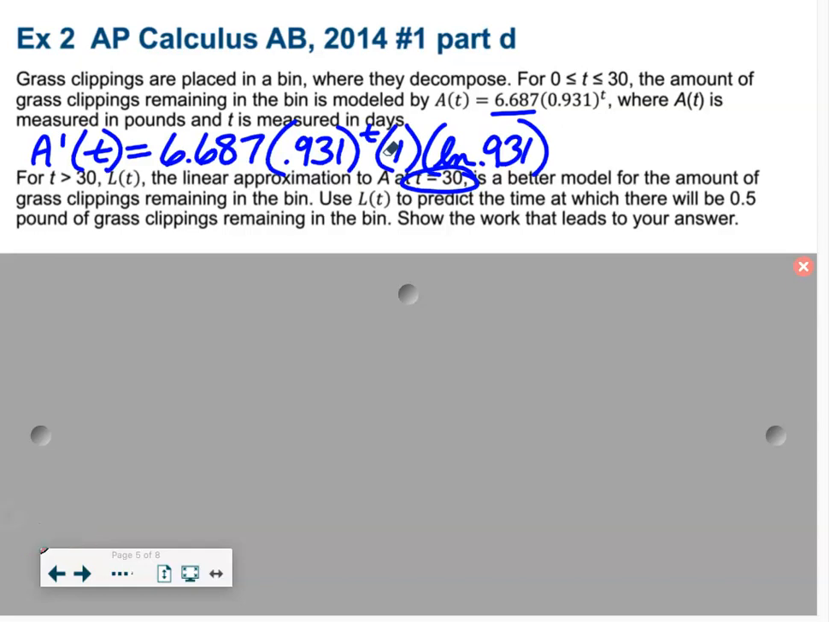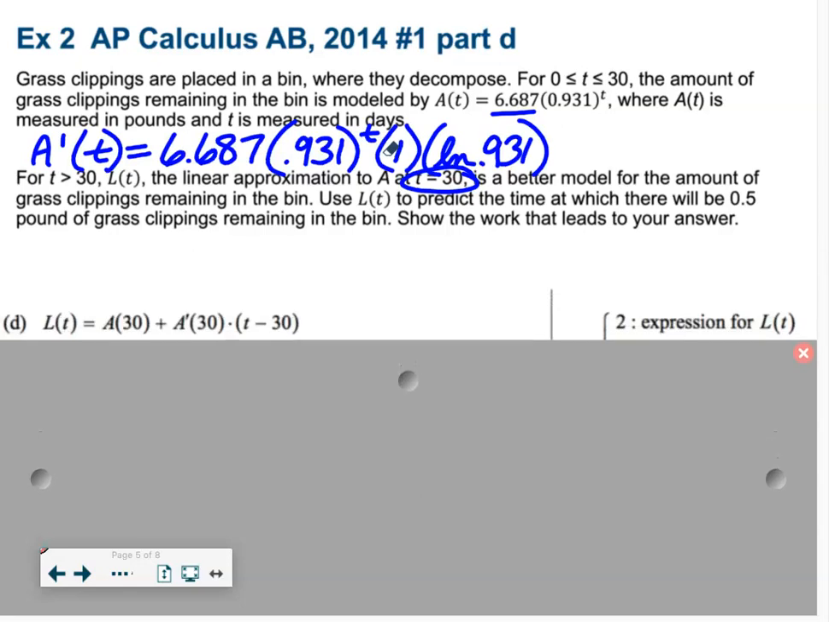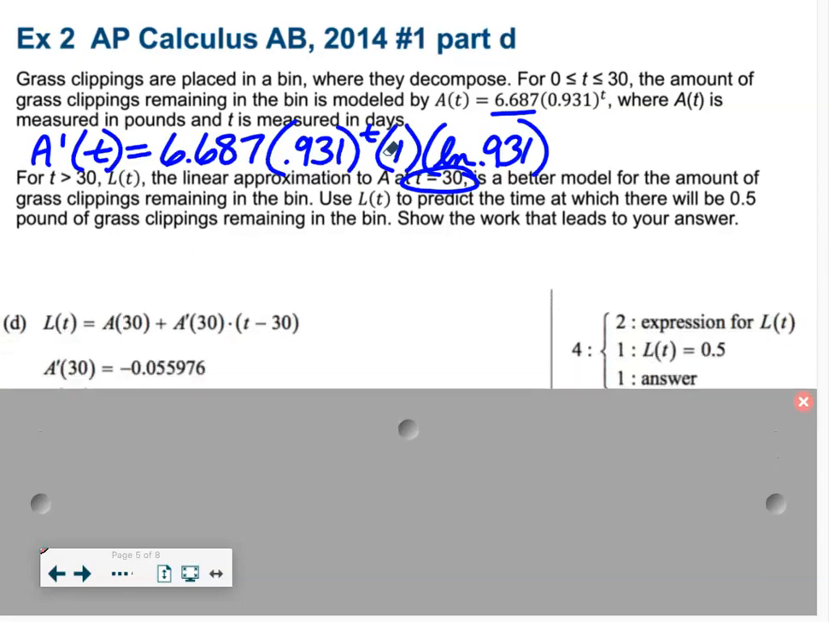So I'm going to start revealing the answer so you can see it. All right, so A prime of 30 is around negative 0.055976, something around there. Just so you know, your final answer has to be correct to 3 decimal places, so never, ever, ever round in the middle of the problem, right?